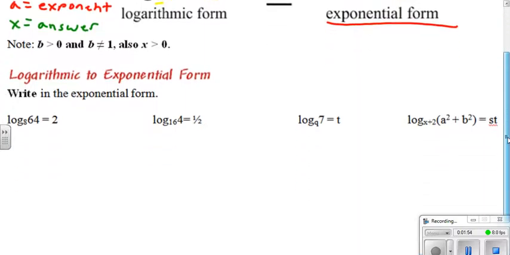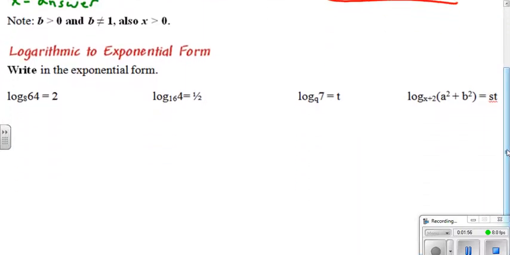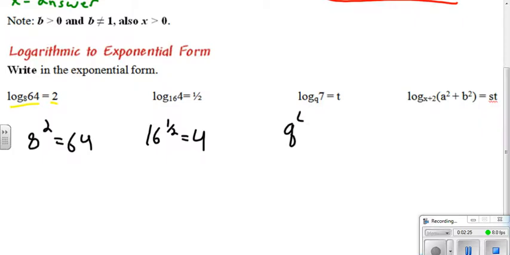So let's give a couple examples. If we have log base 8 of 64 equals 2, how would we rewrite that? Well, that basically is just saying 8 to the power of 2, or 8 squared, equals 64. Not insanely difficult. Log base 16 of 4 equals 1/2. That's just saying that 16 to the 1/2 equals 4. Log base q of 7 equals t. That's just saying that q to the power of t equals 7.